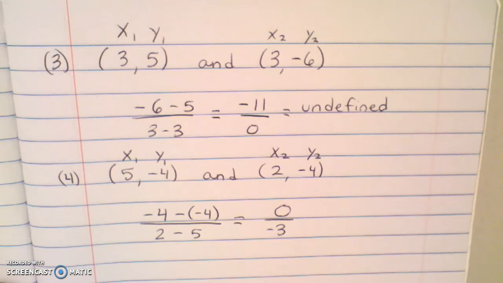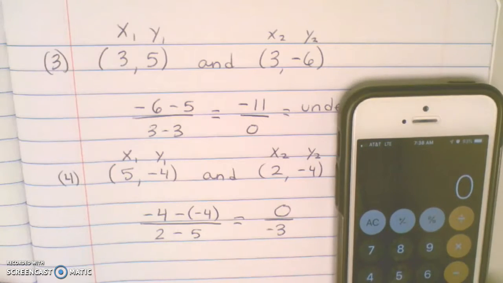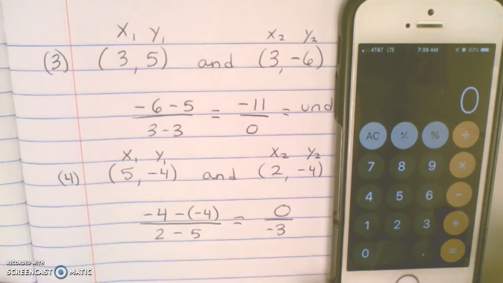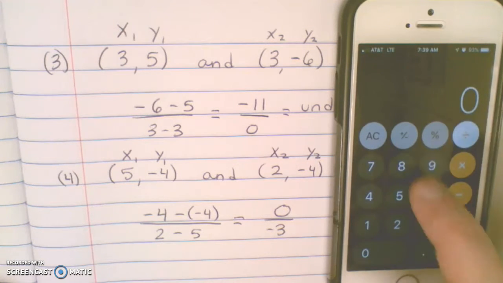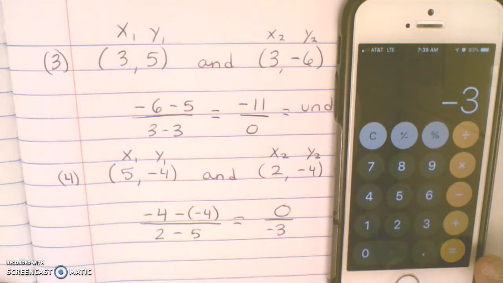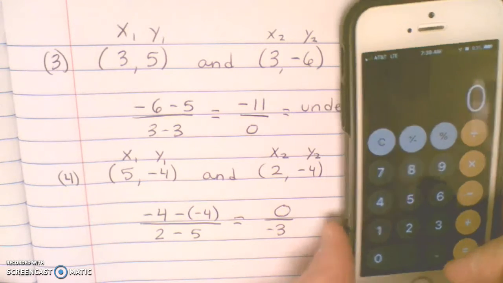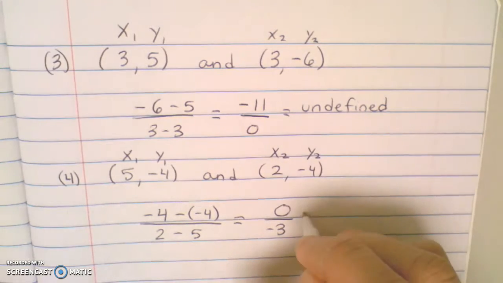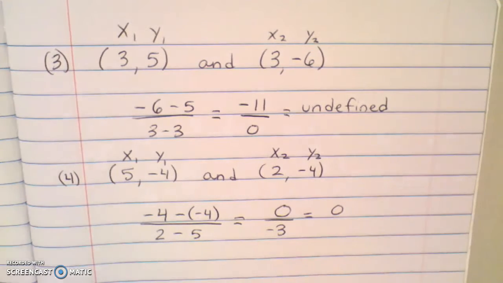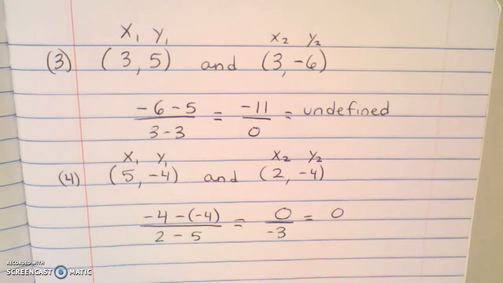So now this one, let's check on the calculator again. I'm just taking 0 divided by negative 3. And this one gives me 0. So when 0 is on top, your slope is 0 overall. And that's calculating slope using the slope formula. So now we've calculated slope from a graph, and we have also now learned how to calculate slope from a formula.